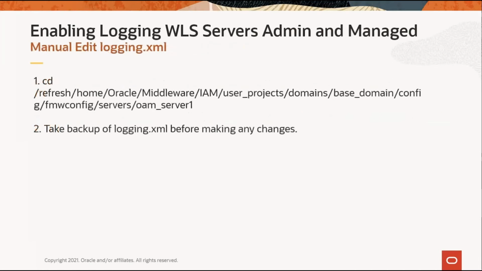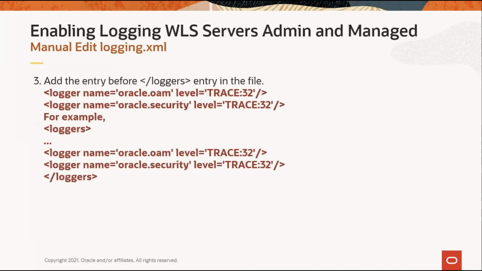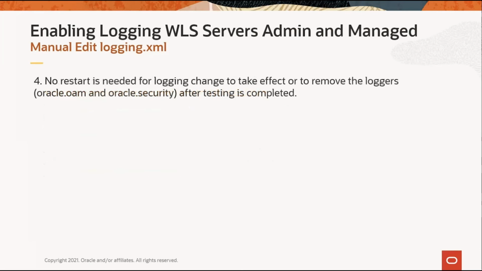Now we're going to go over how to manually edit the logging.xml file to turn off tracing. Step 1, change to the directory as shown on the screen. Step 2, take a backup of the logging.xml file before making any changes. Step 3, add the entry before the logger section in the file as shown on the screen. Step 4, no restart is needed for the logging change to take effect.